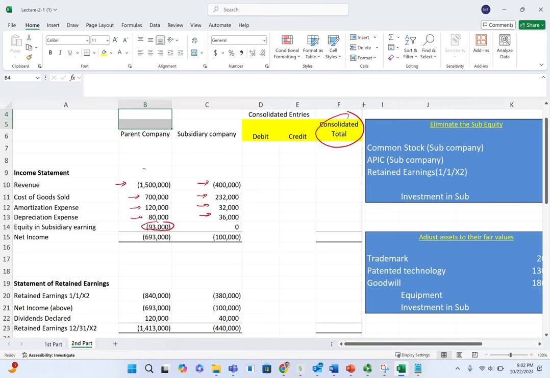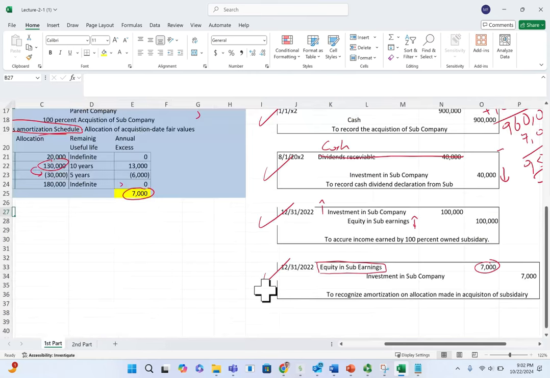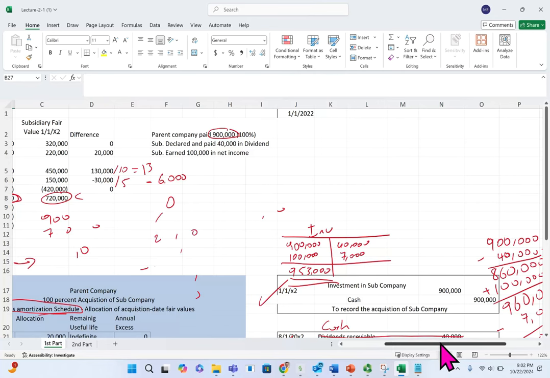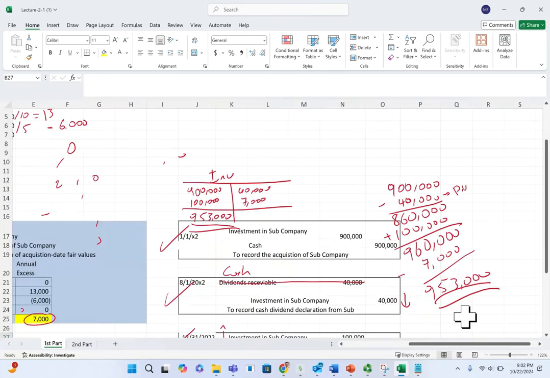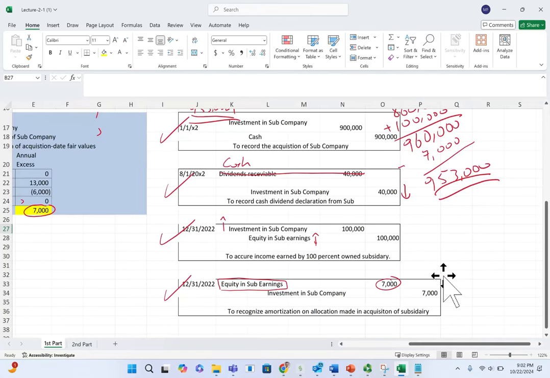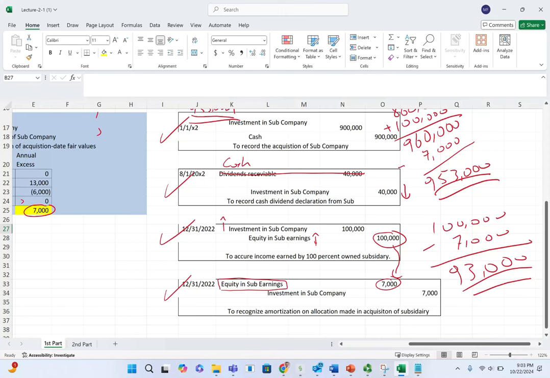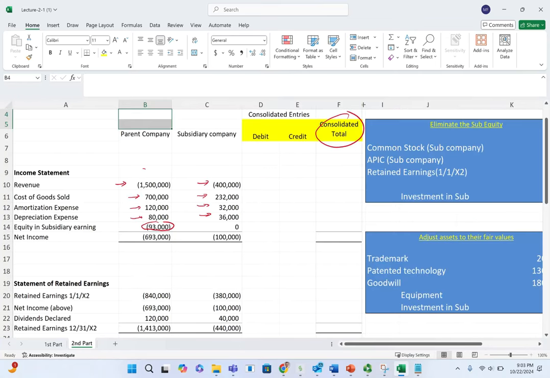Now, where did that 93 come from? Remember on the first part of the Excel sheet, I said the company earned 100,000. So our equity in sub went up, then our equity in sub went down. So 100,000 in income. Then we have to book excess amortization because we took on the additional asset. So our equity in sub earning is 93,000, which is basically the income from the subsidiary. It goes to us.